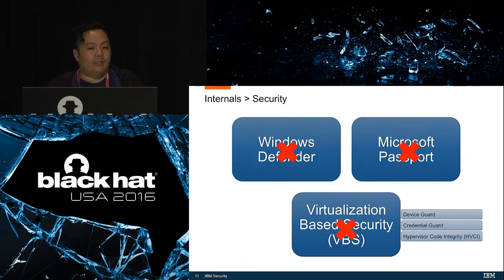There's no Windows Defender in Windows 10 IoT Core. And Microsoft Passport is also not implemented. And the security features that are built on top of virtualization-based security, or VBS, such as Credential Guard, Device Guard, and Hypervisor Code Integrity, are also not supported.